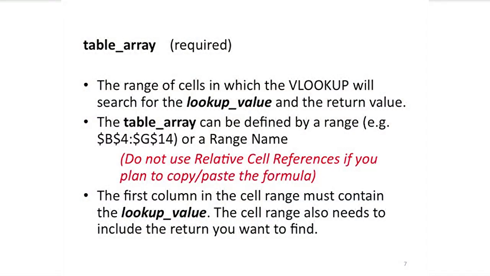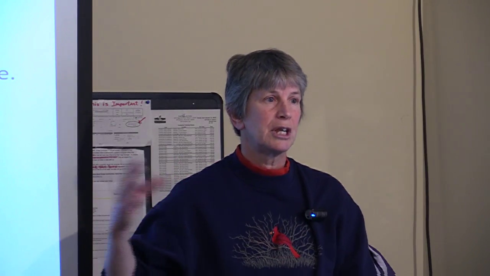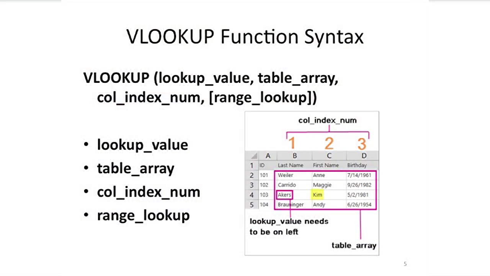The table array, again, this is the range within the spreadsheet that you want to be looked at when VLOOKUP is looking for the match, okay? So in the table array, the left-hand column has to be the column that has your lookup value. And then you have to make sure that the array covers as many cells as what you're looking for it to find. So, for example, since we're looking to find birthdays for a given employee, we have to make sure that the birthday data is included in our table array.